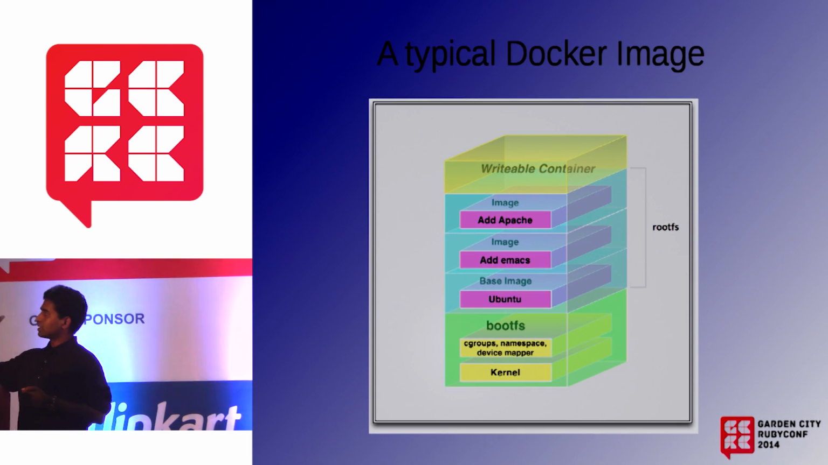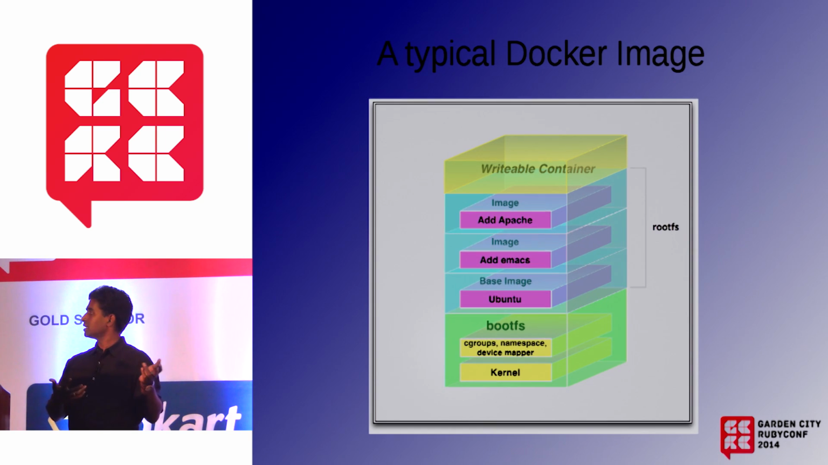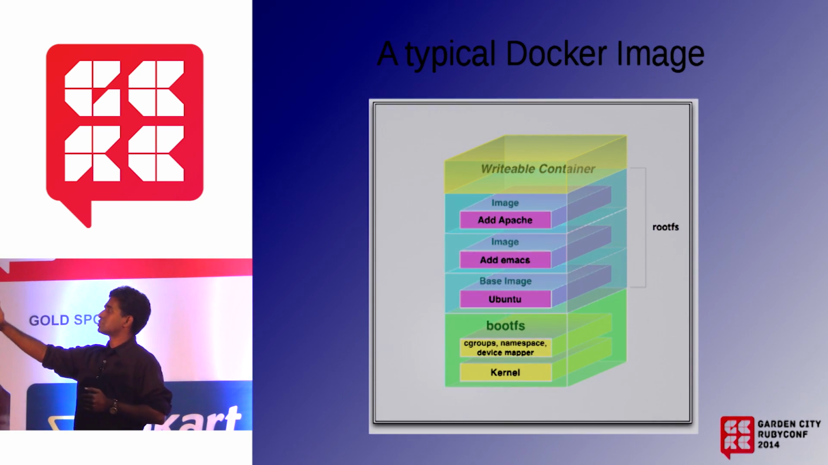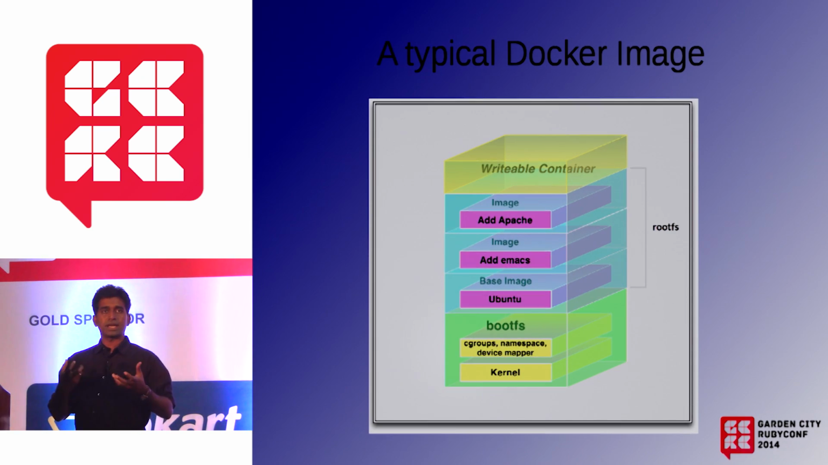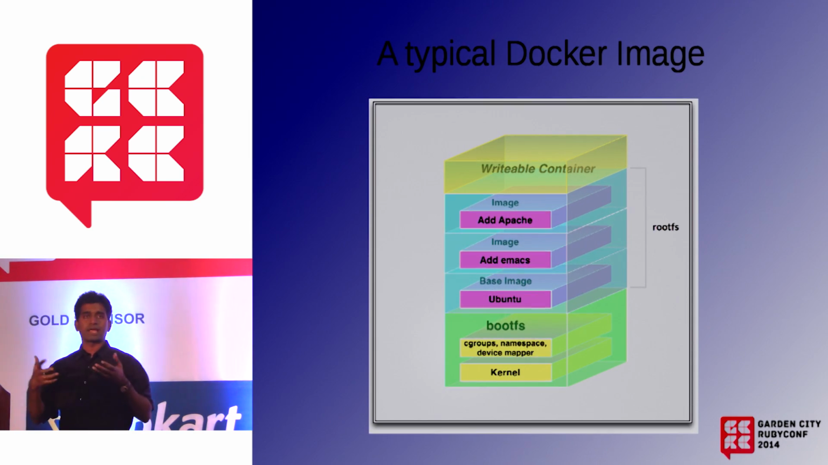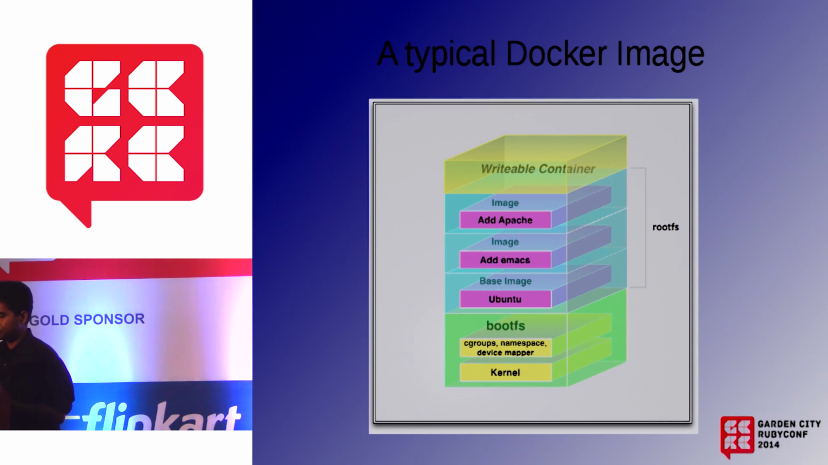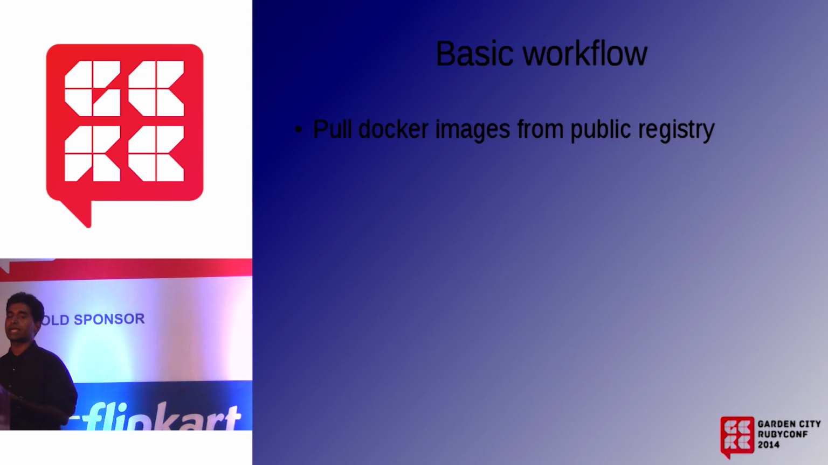Beyond that, you see the base image which is shipped out of the Docker registry, and you also have images. So if I install Emacs and commit it, it becomes read-only. The rootfs is basically read-only, and once you boot up that container, you will get a writable part. Once you commit it, it will become read-only again. We'll go through that workflow fast.